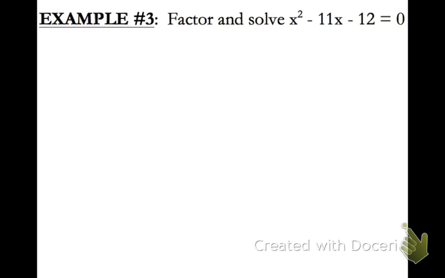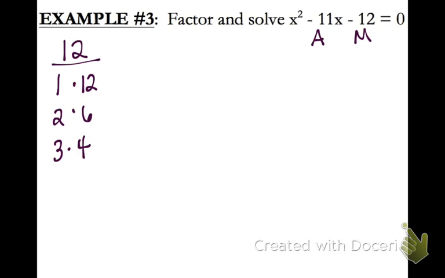Okay, for this problem, we're looking for what multiplies to negative 12 and adds to negative 11. So again, we're going to write out our factors of 12: 1 times 12, 2 times 6, and 3 times 4. Alright, so if I look at this, I want to find something that adds to negative 11. And my only pair that's going to work is going to be 1 and 12.